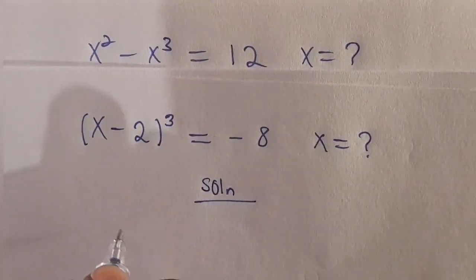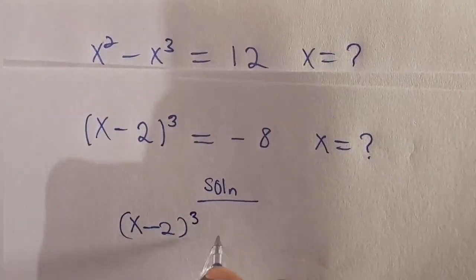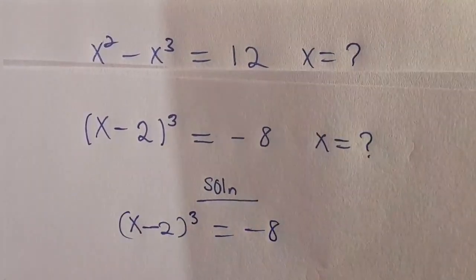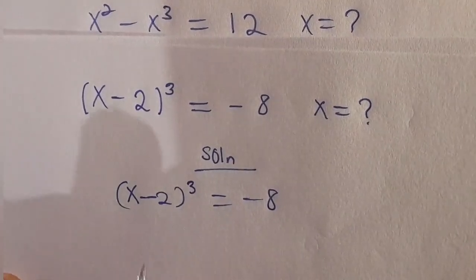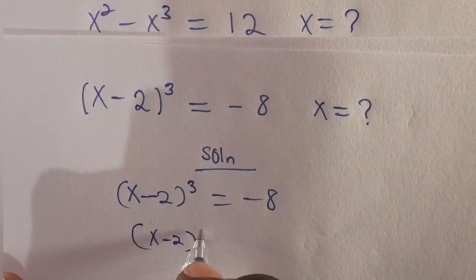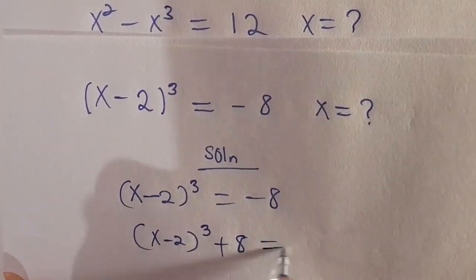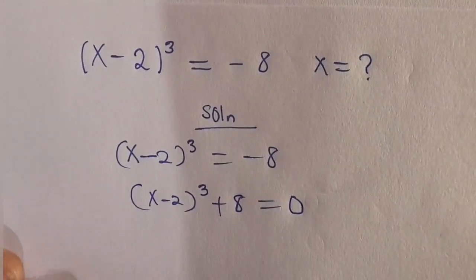Now guys, we have (x minus 2) raised to the power 3 equals minus 8. Let's collect this one to this side. We have (x minus 2) raised to the power 3 equals plus 8, then we have everything equal to 0.